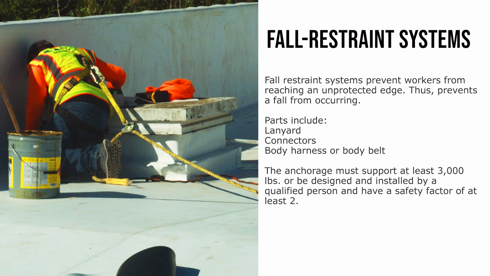Fall restraint systems prevent workers from reaching an unprotected edge, thus preventing a fall from occurring. Parts include lanyard, connectors, body harness, or body belt. The anchorage must support at least 3,000 pounds, or be designed and installed by a qualified person and have a safety factor of at least 2.